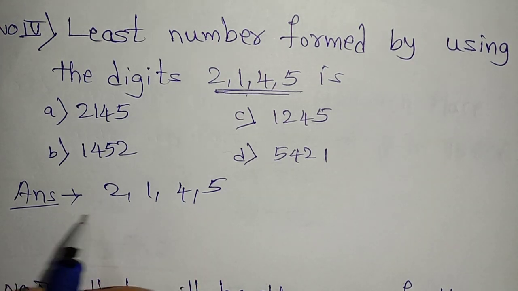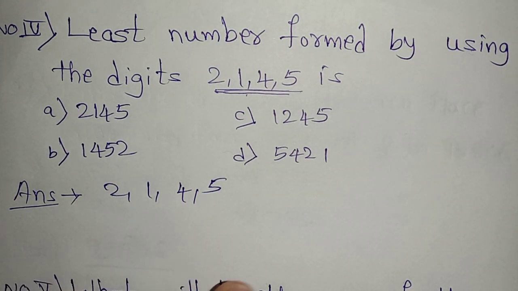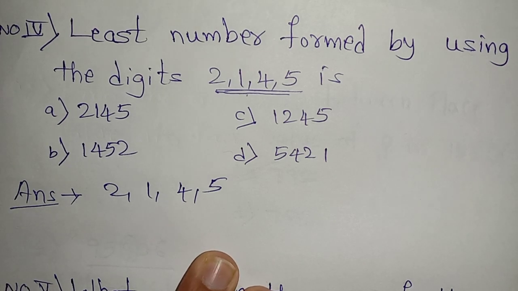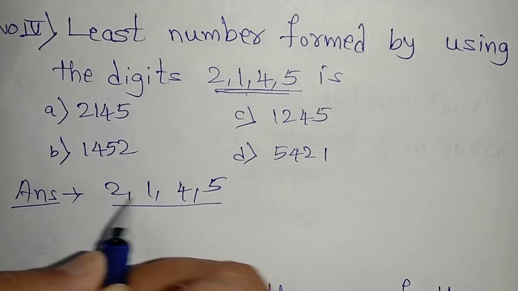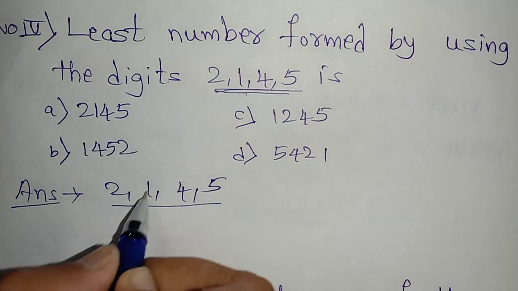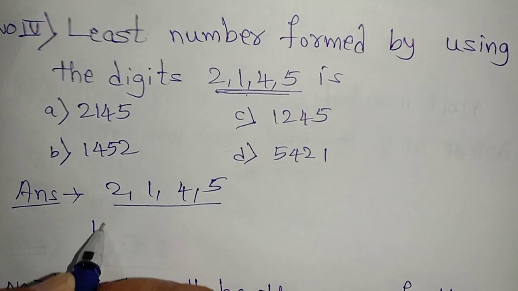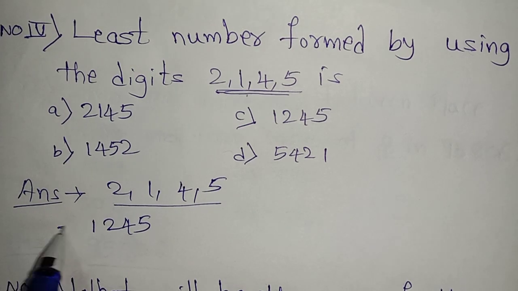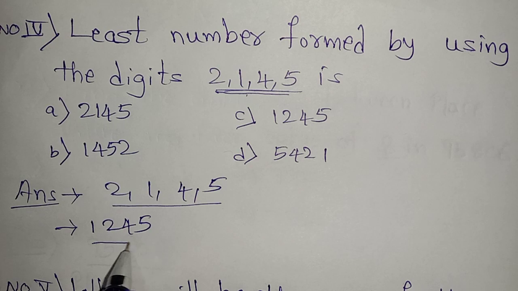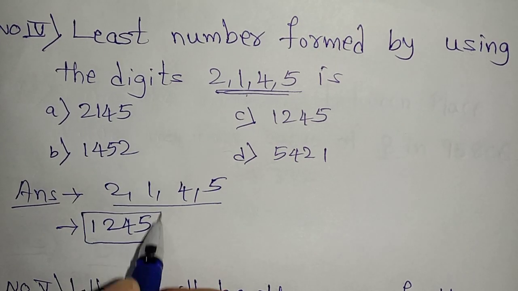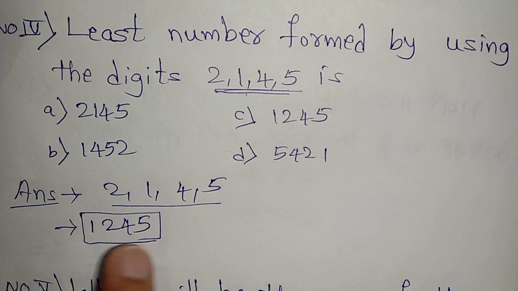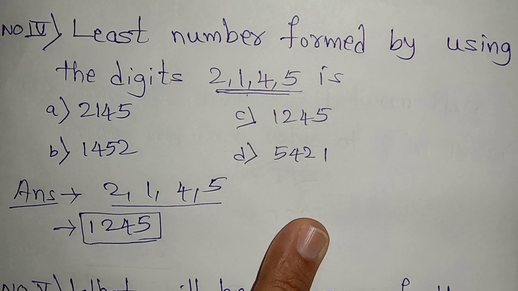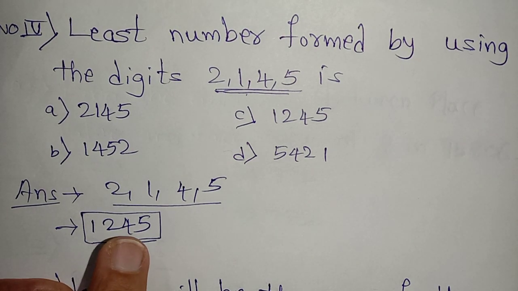So for the least number, which method do we have to apply, ascending or descending? Okay, for the least number we have to apply the ascending order of these digits. Means smallest number, which is the smallest number here? 1. Next 2, next 4, next 5. So what can we write here? 1245 is the answer. Okay, for the least number use ascending order of these digits, and for the greatest number we can use descending order. Okay students, so 1245 we got.